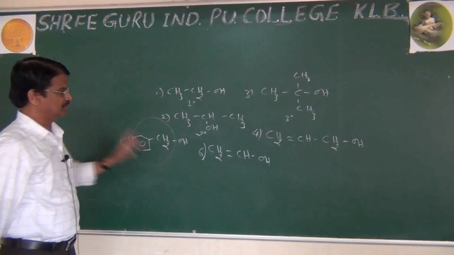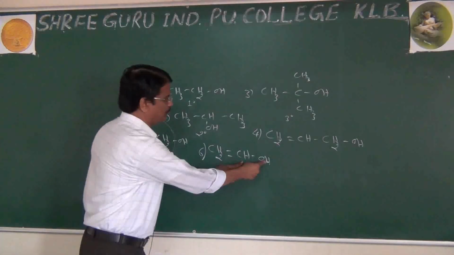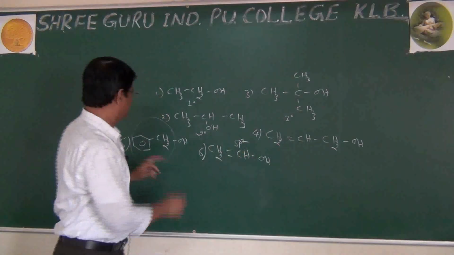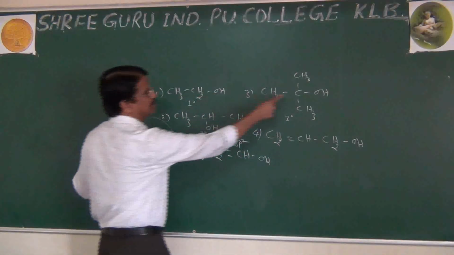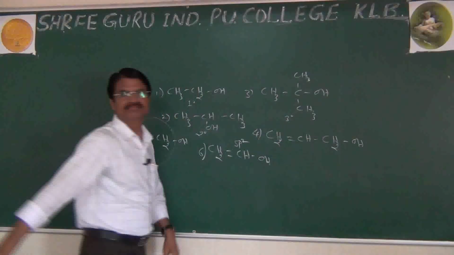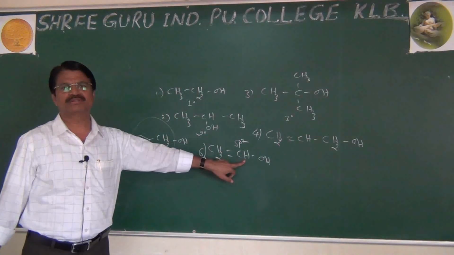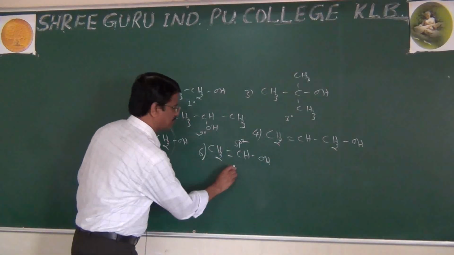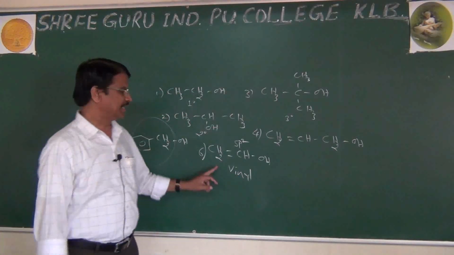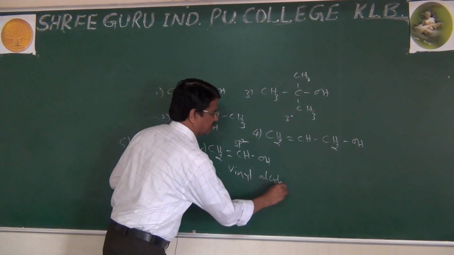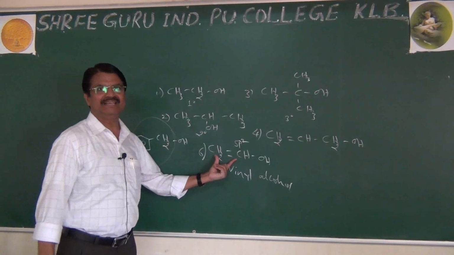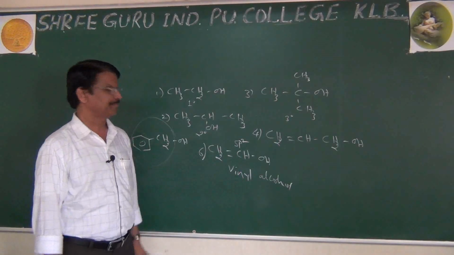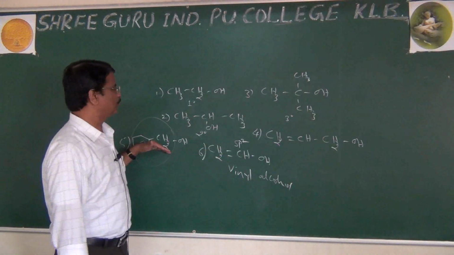Phenyl methanol. Next, CH2=CH-OH: OH is directly linked with an sp2 hybridized carbon. Here the carbons are sp3, sp3, sp3, even here also sp3. But only in this case, OH is linked directly with a C=C carbon. It is called vinylic. It is vinyl alcohol, a 2 carbon ethene with OH, or ethenol. It is vinylic alcohol, like benzylic alcohol.